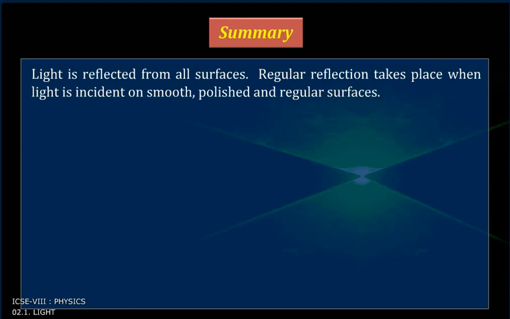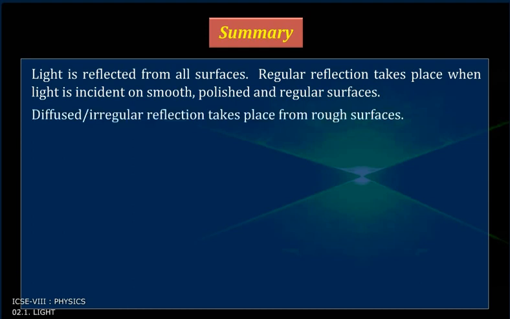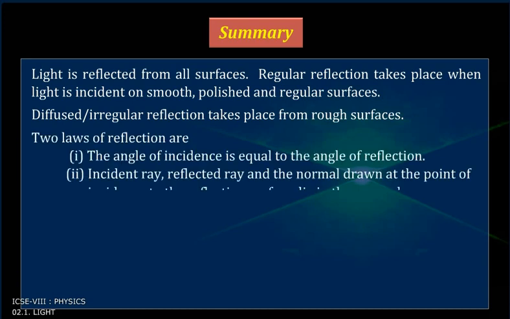Summary. Light is reflected from all surfaces. Regular reflection takes place when light is incident on smooth, polished and regular surfaces. Diffused or irregular reflection takes place from rough surfaces. The 2 laws of reflection are: 1. The angle of incidence is equal to the angle of reflection. 2. Incident ray, reflected ray and the normal drawn at the point of incidence to the reflecting surface lie in the same plane.